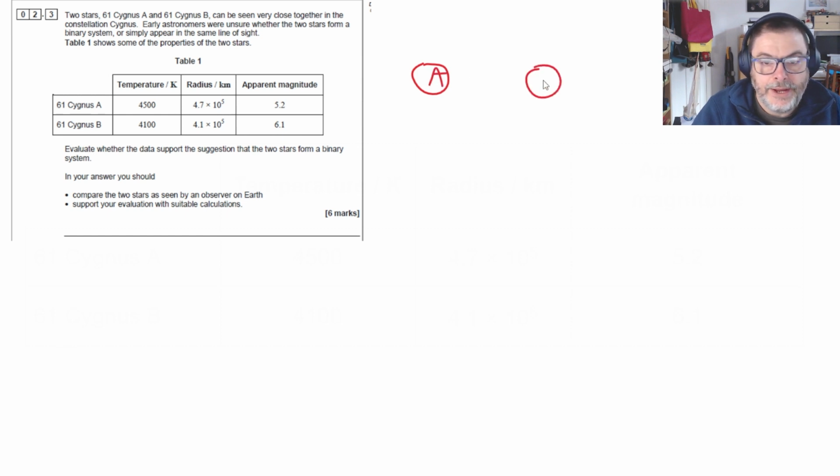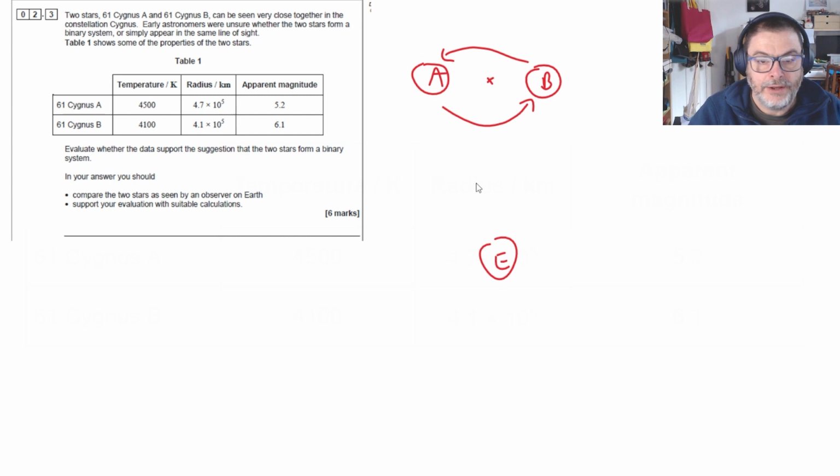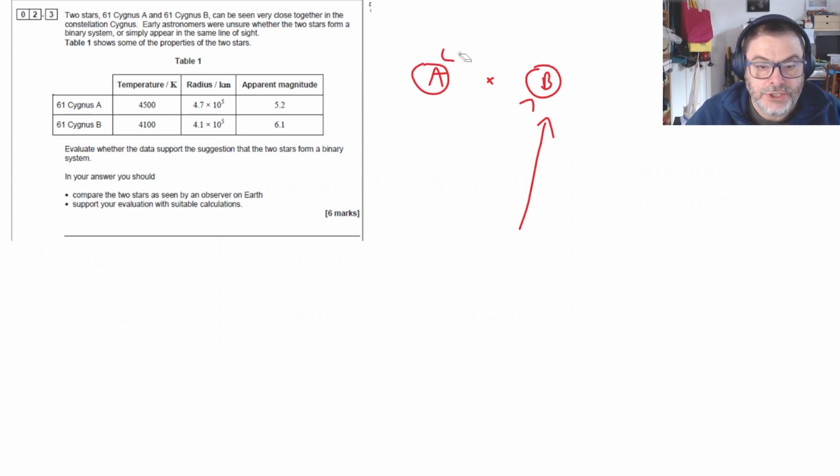So a binary pair is a pair of stars that orbits around a common centre of gravity, kind of like this. So that means if you're observing these from planet Earth, they must both be roughly the same distance from the Earth at any particular point. Otherwise, they couldn't be orbiting each other. So this really is a question about how far away are these stars.